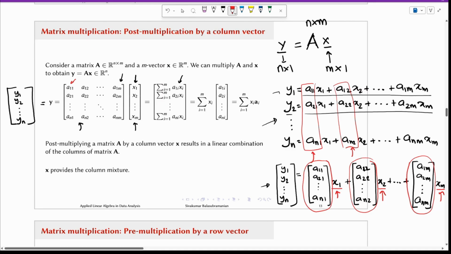That is why the resulting column has the same shape as the columns of A. Y is from Rn, and the columns of A are from Rn. So post multiplication by a column vector is a mixture of columns, and the exact mixture is given by the column vector X: how much of each column you take.